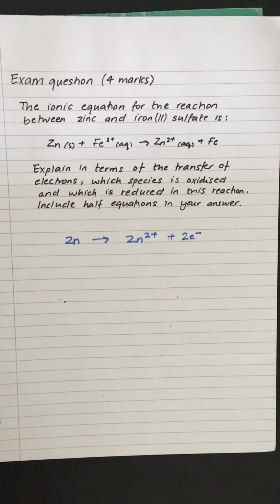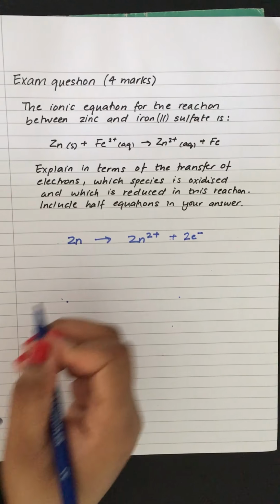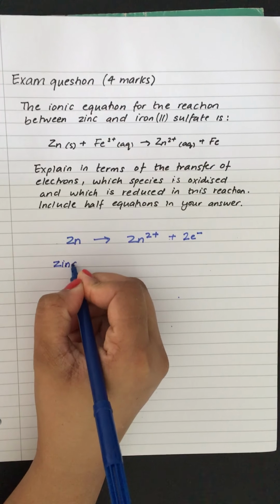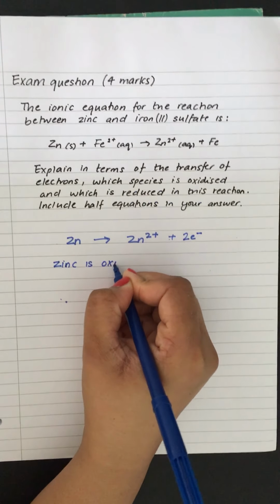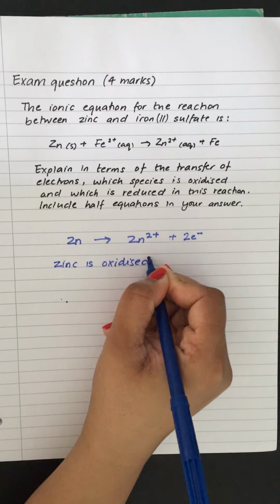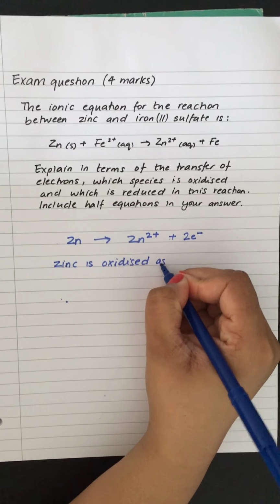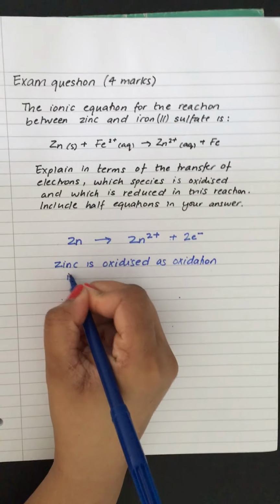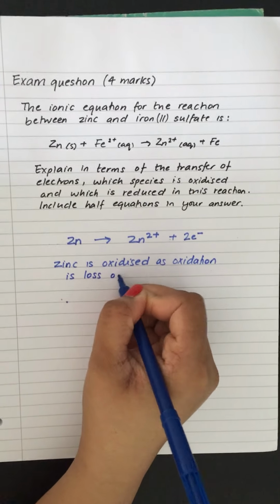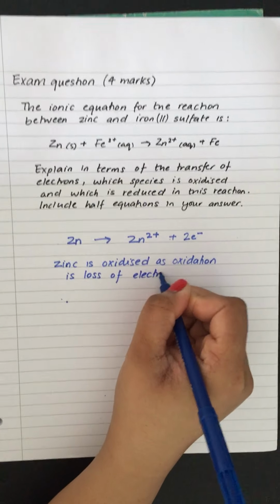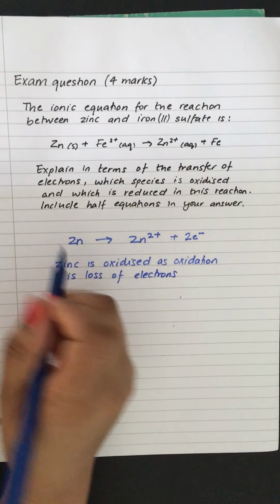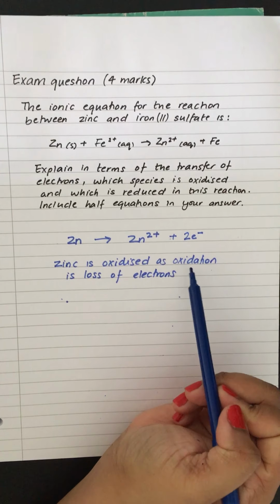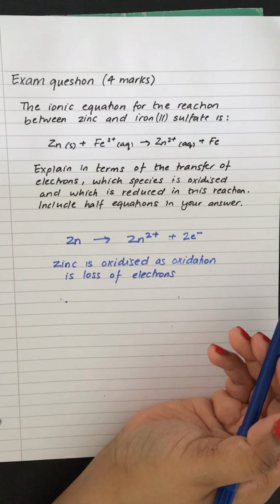Okay, so what we would say if we're writing out an answer in an exam, we would say something along the lines of zinc is oxidized as oxidation is loss of electrons. So I've identified the first bit, what's oxidized and reduced. I've included my half equations, and I've justified why it's oxidation.